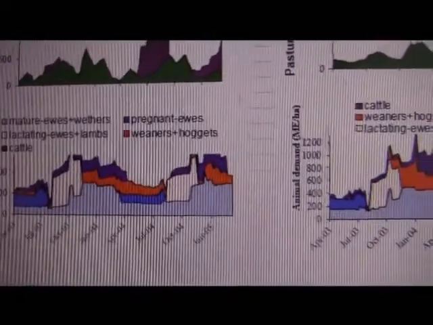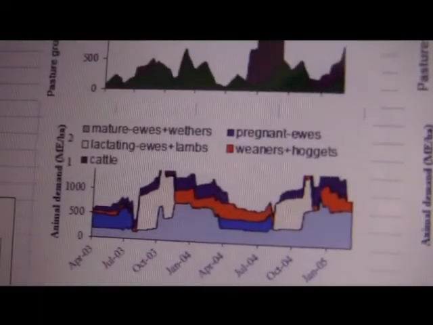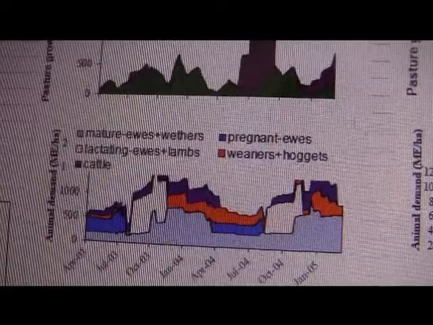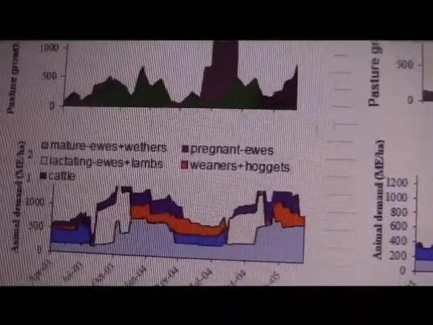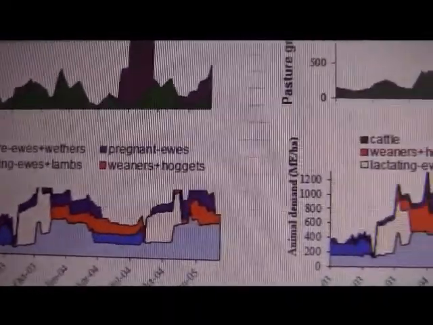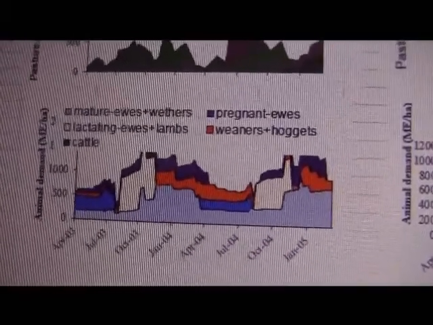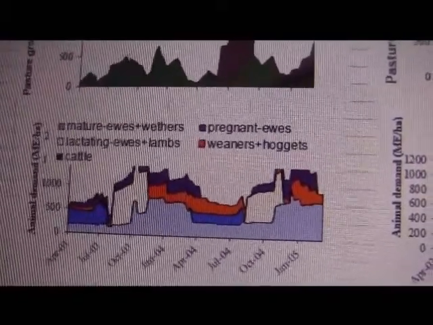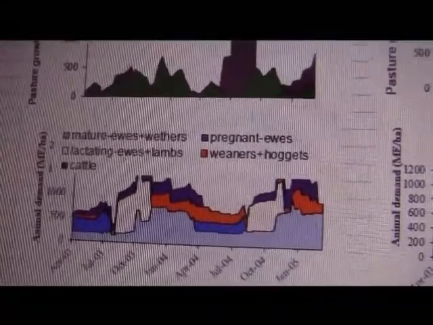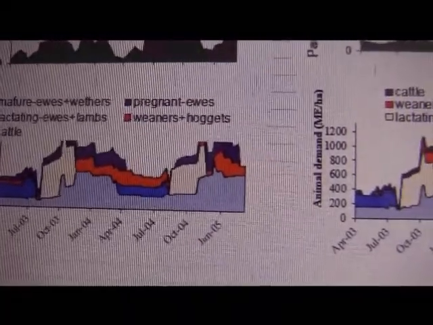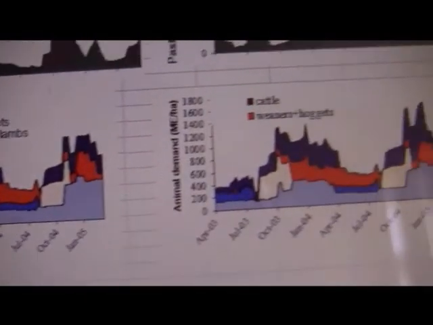In this row of graphs here, we have the animal demand calculated for the three farms. For the mature ewes and wethers, those are the dry ewes and wethers, and lactating ewes, lambs, cattle, pregnant ewes, and weaners and hoggers, these are their animal demand, the ME, in this case not per head but per hectare, because now we have included the size of the farmland. And so we have calculated for all the mobs of animals how much they will demand from that pasture.